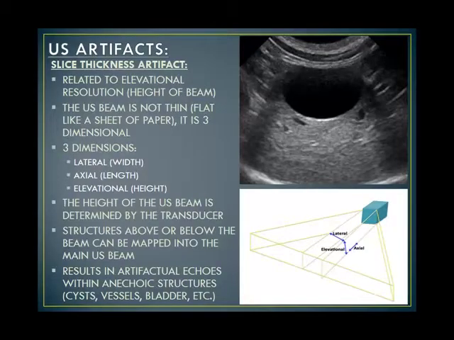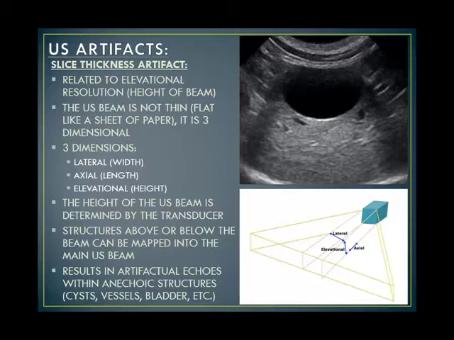Slice thickness artifact. This is because our ultrasound beam is not flat. It has this third plane, the elevational plane, or height of the beam. So sound waves are not picked up just along a flat straight line, but also along the height of the beam, where you can have those low energy beams which can produce echoes. So you can also get artifactual echoes inside of a cyst. Here's our anechoic cyst. Here are our artifactual little tiny echoes that are inside this cyst, which should be completely black inside. This is our slice thickness artifact, and these echoes don't correspond to actual structures.